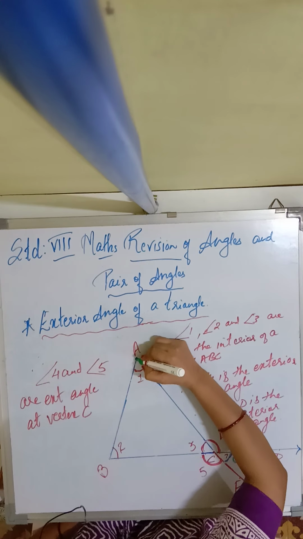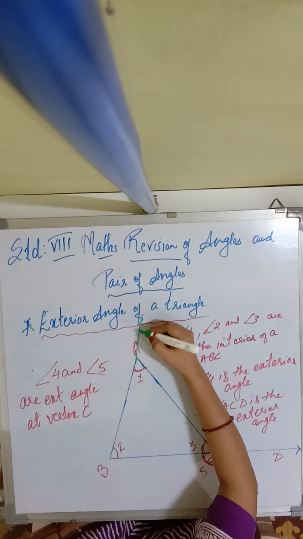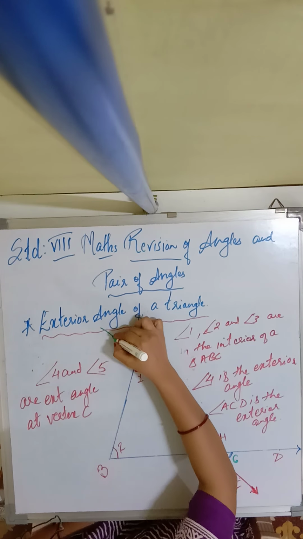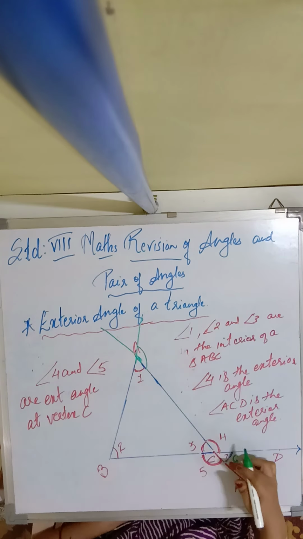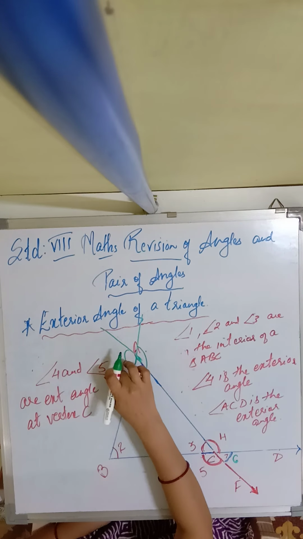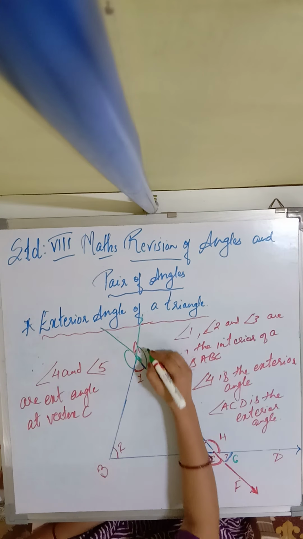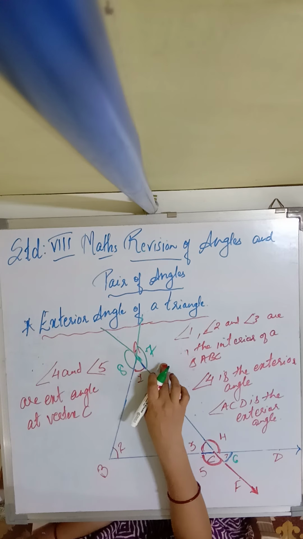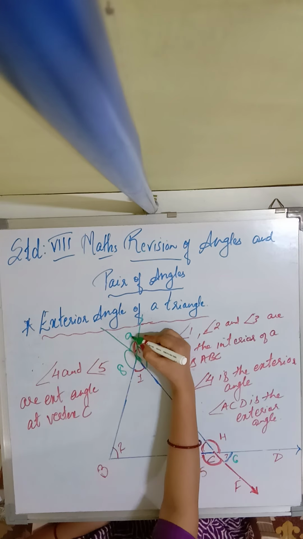In the same way, if we extend this side AB, that means at vertex A, then I will get this exterior angle. And if we extend this AC side, we get one more exterior angle. So again we are getting two exterior angles at vertex A. We can name these exterior angles 7 and 8, and angle 9 will be your vertically opposite angle to angle 1.